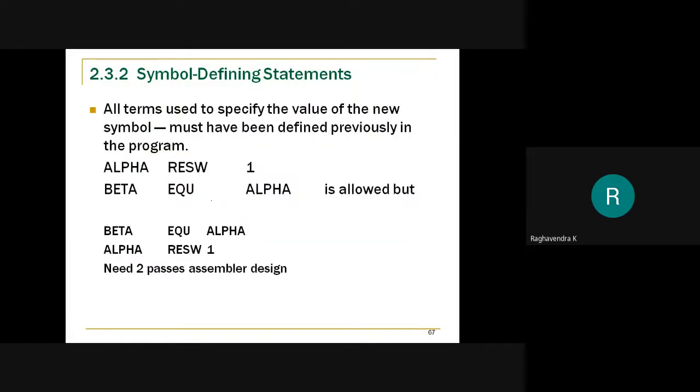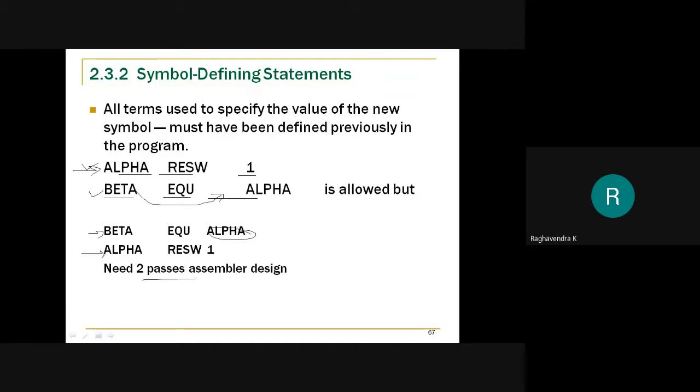So when you're using the symbol defining statement, you need to be very careful, because whatever value you are equating or using as an operand in the org statement, you need to ensure that those values are already defined. Okay, for example, here you can observe alpha reserve word 1, it's there, and then beta equated to alpha. So obviously alpha is defined first, so beta can be assigned that value of alpha. But here beta is equated to alpha, but alpha is defined later. So at this point, you will not know what the value of alpha is, so obviously you cannot assign the value of alpha to beta.